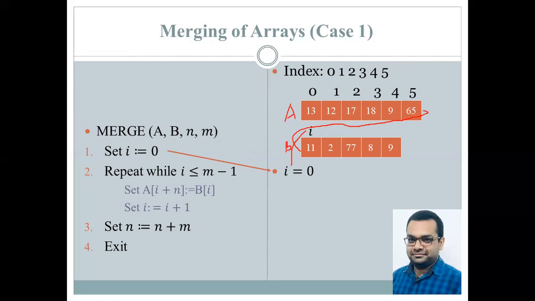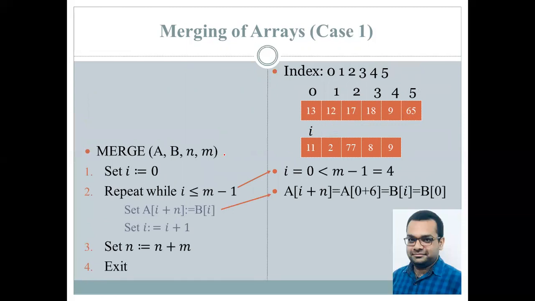So let's see how. Now the merge procedure starts and the value of I is compared against the value of m minus 1, that is the last index of the second array B. M minus 1 denotes the last index of the second array B. You can see over here, the index goes from 0 till m minus 1. So now this value is compared and this check is true.